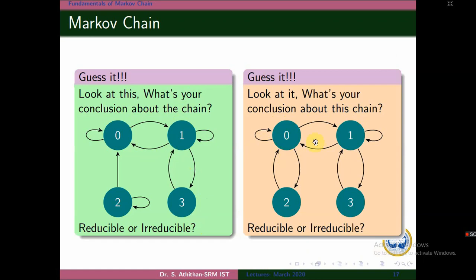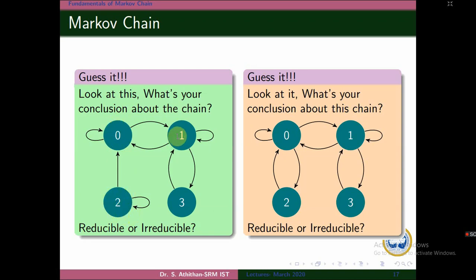Only a few changes happen here. So in this chain, what happens? State 2 communicates with itself and 2 goes to here, but it will not come back here. So 2 is a transient state. So here itself we can see that it is a transient state and it forms a separate communicating class.